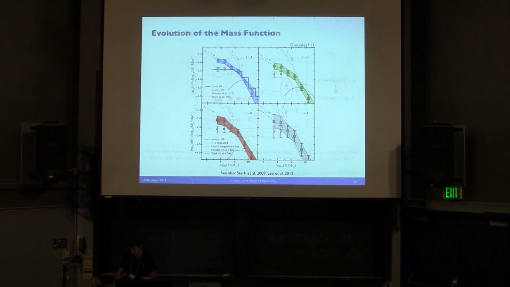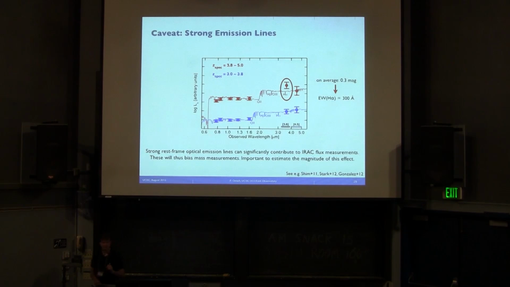But one big problem that we have here, one caveat, is strong rest frame optical emission in these galaxies. And you can clearly see this if you stack the photometry from galaxies where you have H alpha outside or inside the 3.6 micron Spitzer IRAC image. And so you see that there's a clear excess of about 0.3 magnitudes, so indicative of like 300 angstrom or so rest frame H alpha.